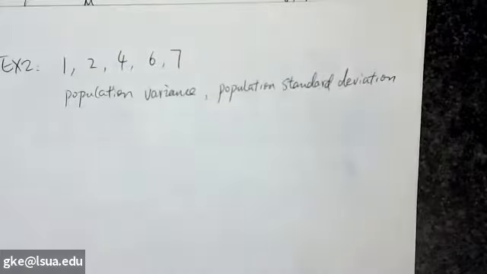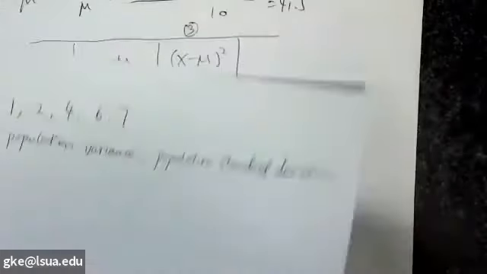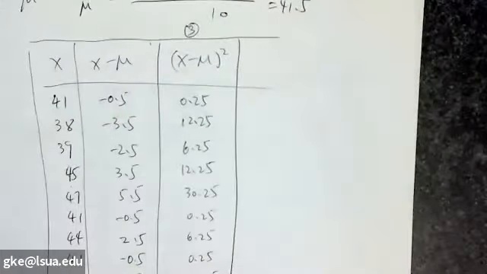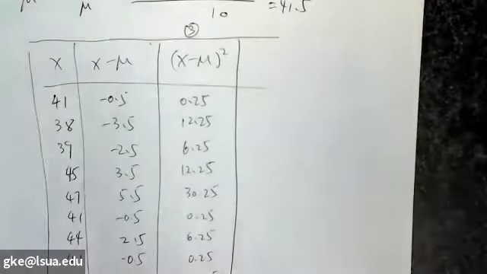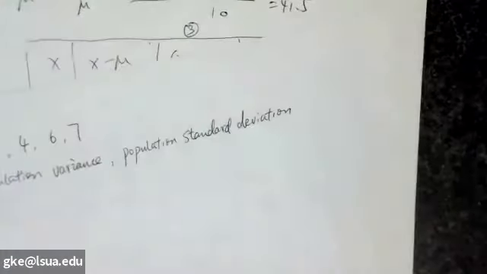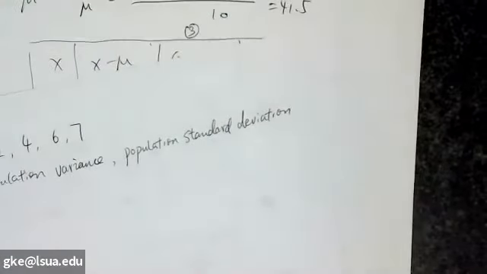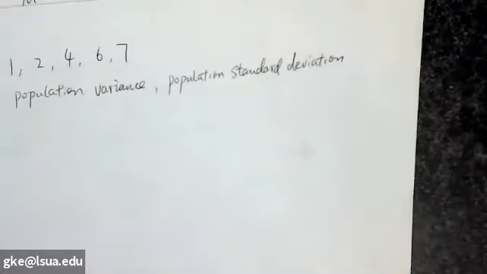Did you get the answer? What's your answer for the population variance? 5.2. Let me check. Oh, you're right. How about the standard deviation? 2.3. Great. Congratulations. You got it. Fantastic.